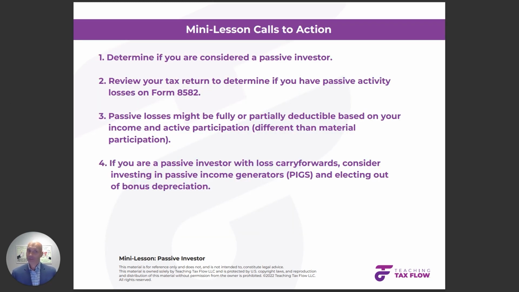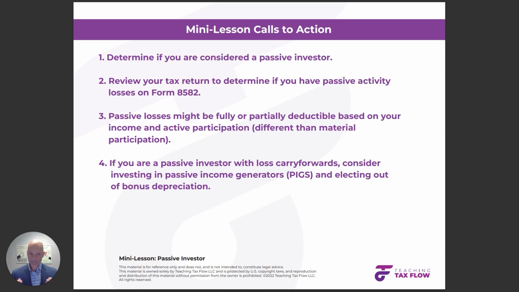All right, a lot of information for that passive investor status, but let's hit our calls to action. 1, figure out if you are a passive investor. That's step 1. And if you are, review your form 8582 and work towards being able to utilize those losses. Passive losses might fully or partially be deductible based on your income and active participation. Remember, active participation is a different concept than material participation. Material participation has a series of tests. And again, we have a separate mini lesson for that.